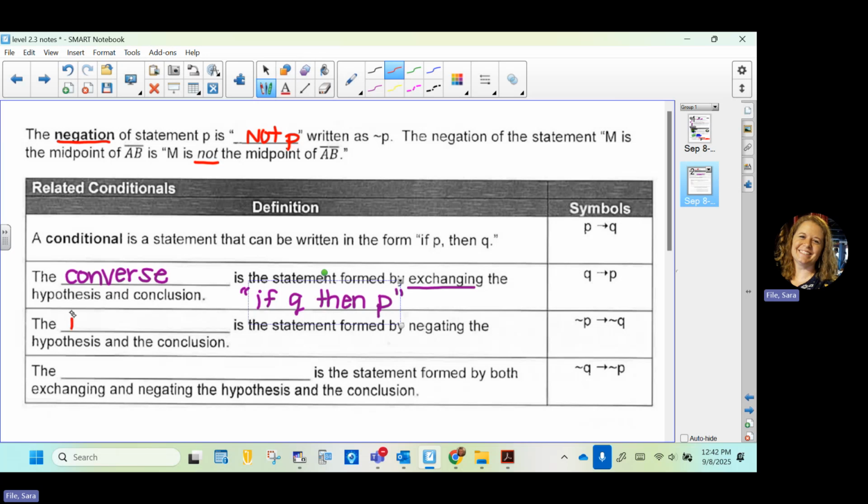Now, the inverse is the negation. You're negating both the hypothesis and the conclusion. So notice they put the little squiggle, the little tilde in front of P and Q, but kept it in the original order. So this would be read, if not P, then not Q.